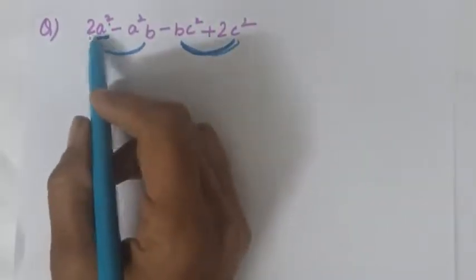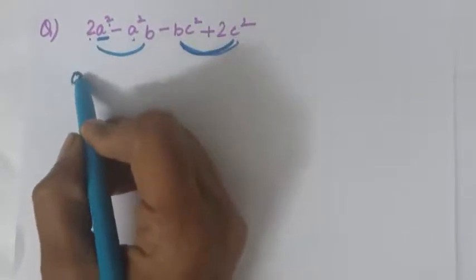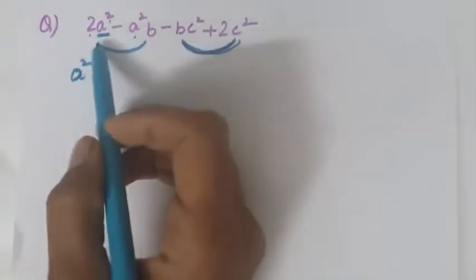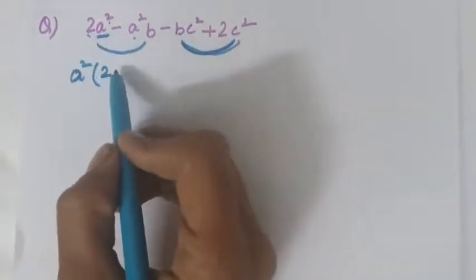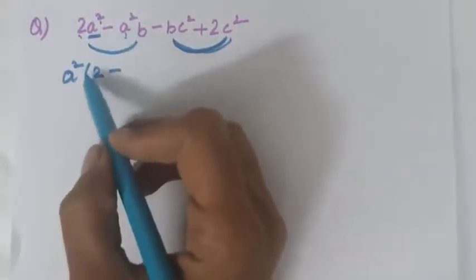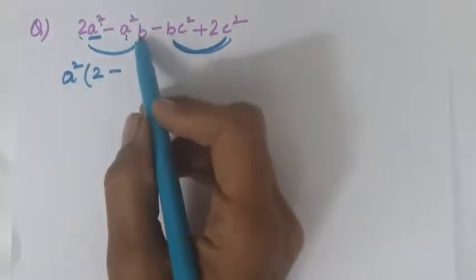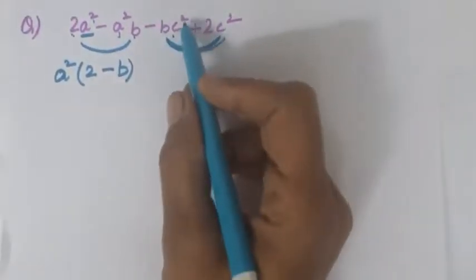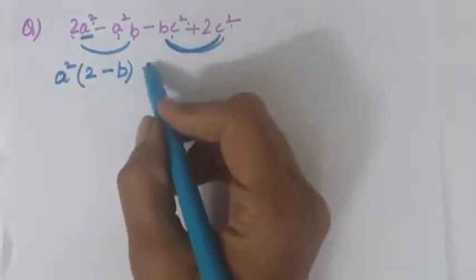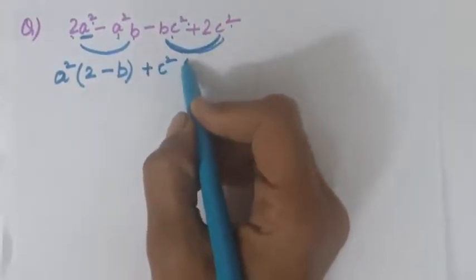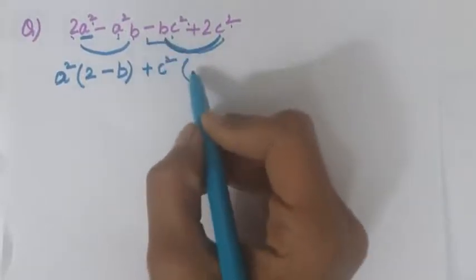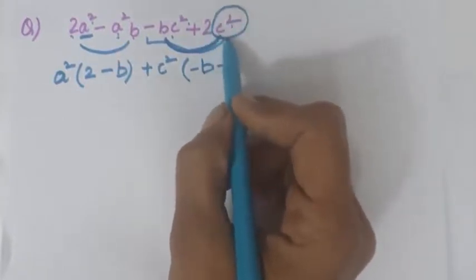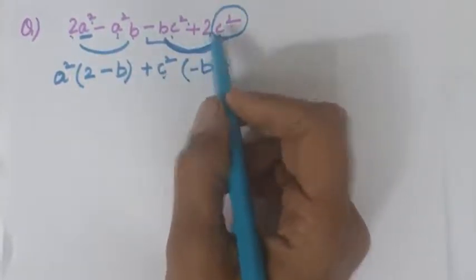So now a square is common in these two terms. So what is left here? That is 2 minus b, since a square I have taken common. Now c square is common here. So now what is left? Minus b plus c square is common. So what is left inside?